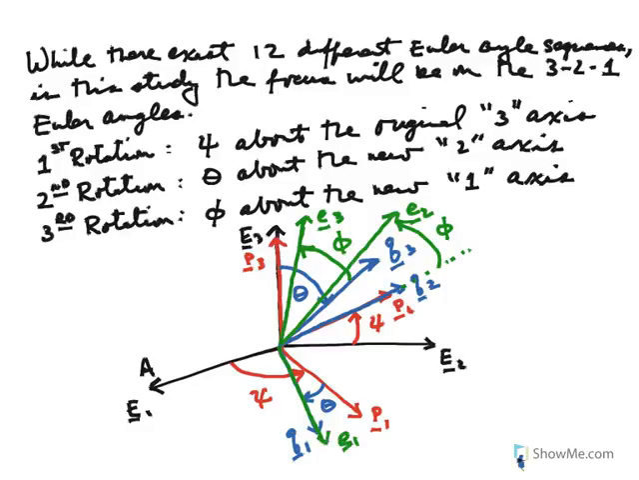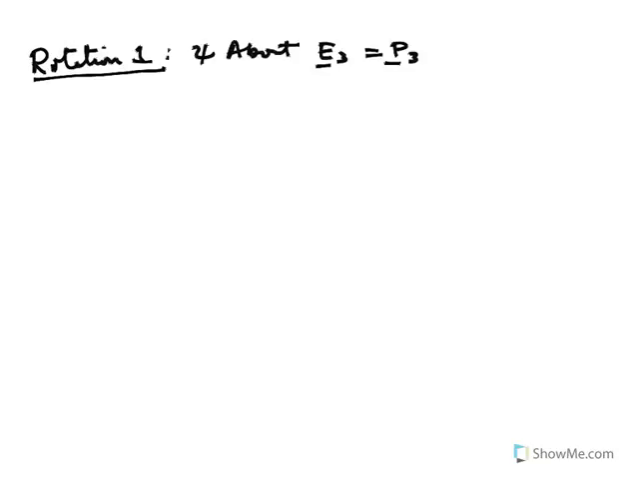Now, of course, if you look at that, you'll say, well, that's a little hard to see because it's in 3 dimensions. It is true. It is hard to see. It's in 3 dimensions. Let's go through and do these now as a series of 2-dimensional pictures. So here's rotation 1. So rotation 1 looks like this. This is by the angle psi about E3 equals P3.